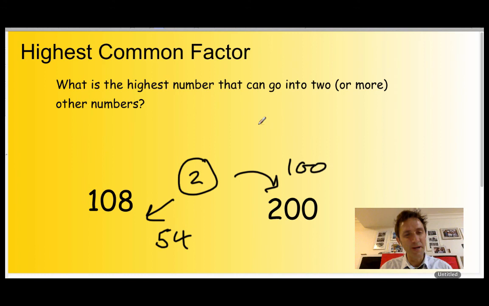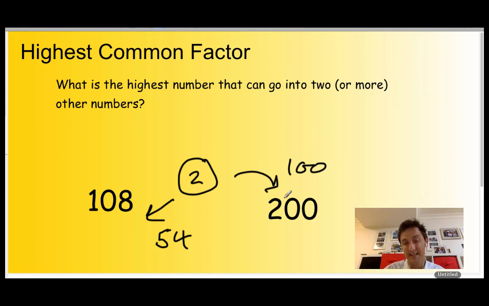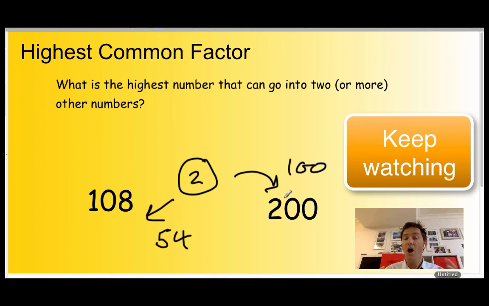I'm back, stage 3. I've checked that. I do think that 2, little old 2, is the highest number that will go into 108 that will also go into 200. Evenly, of course. All right, guys, we've learned about highest common factors. I hope that has been helpful. Thanks for watching.